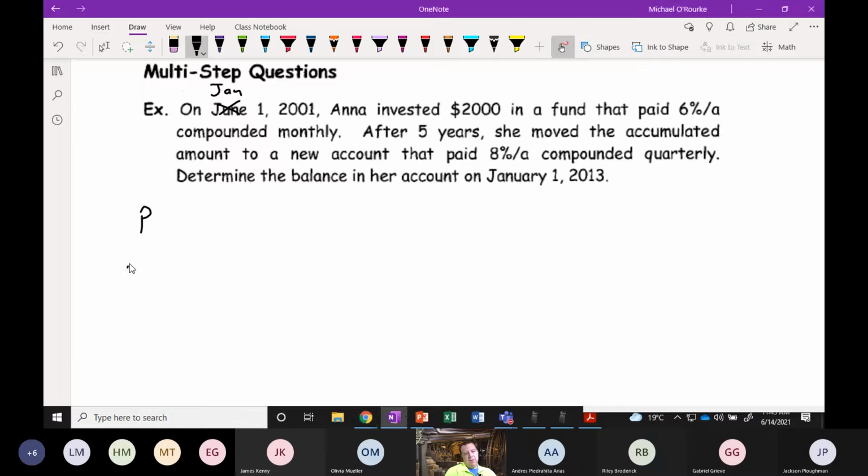Fill this in first for me. For the first investment, what's our principal? Do we have the amount? What's our rate? How many times compounded monthly? And what's our time? Type in chat what all that means, and I'll be right back to you as I answer Dominic.